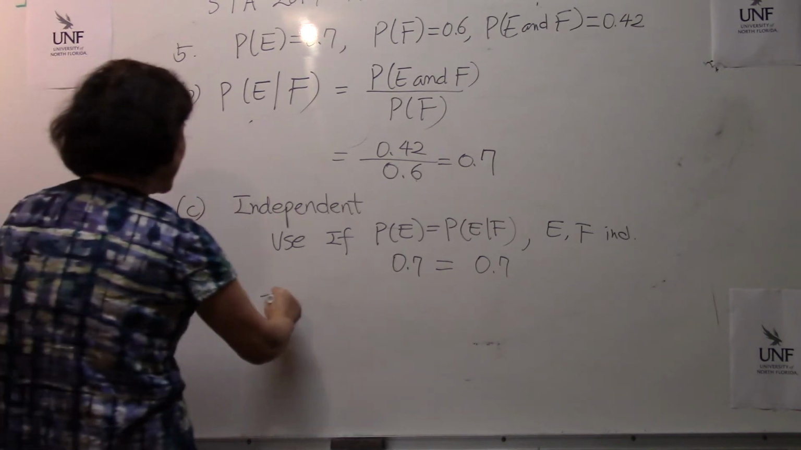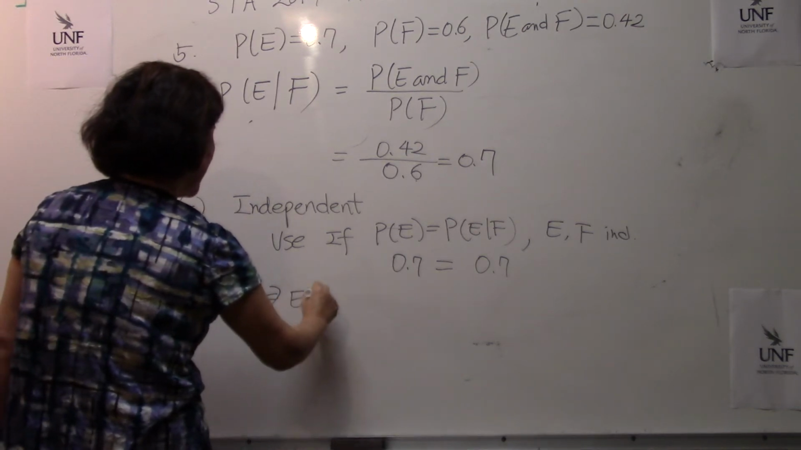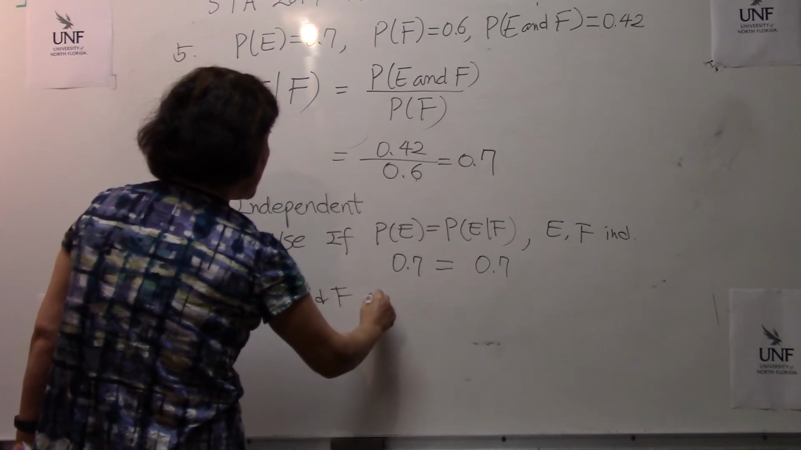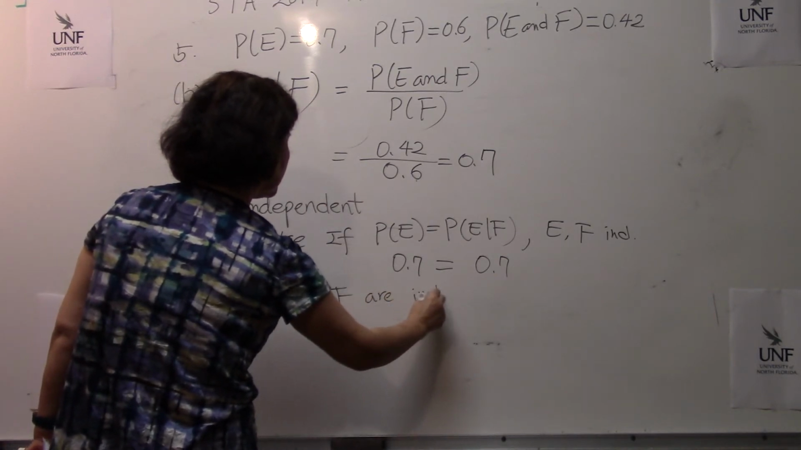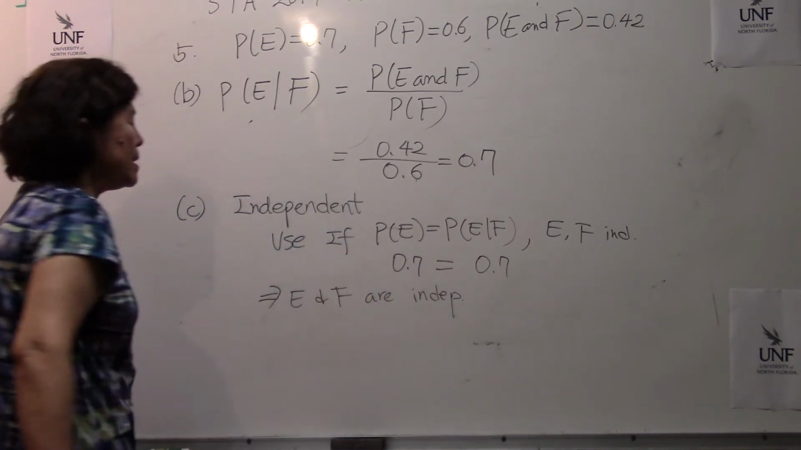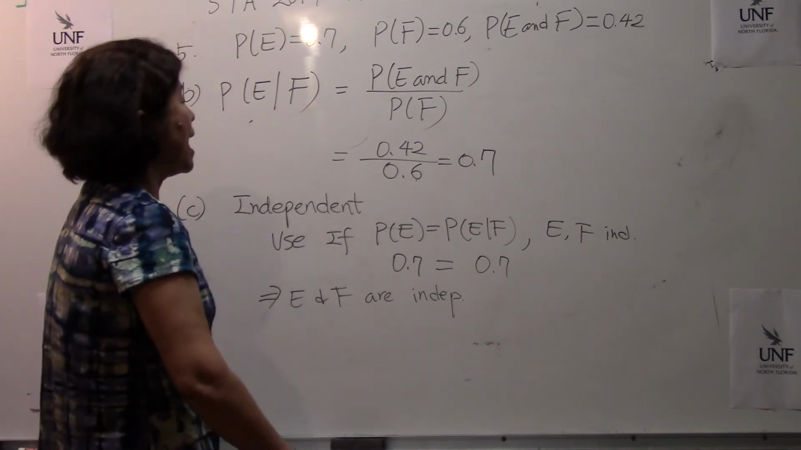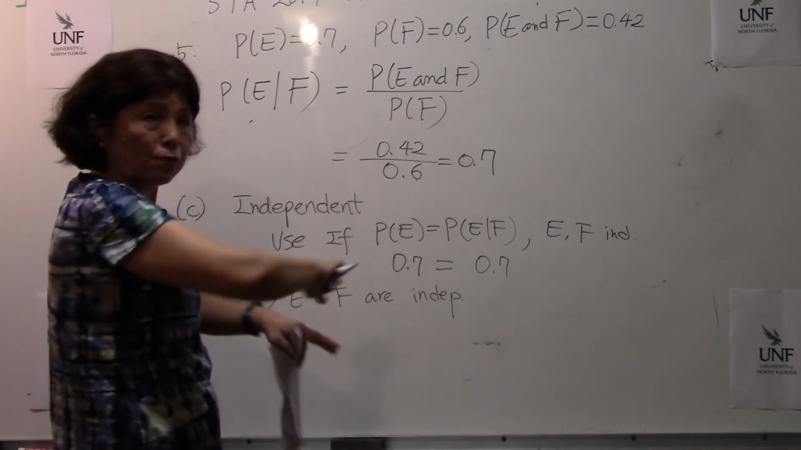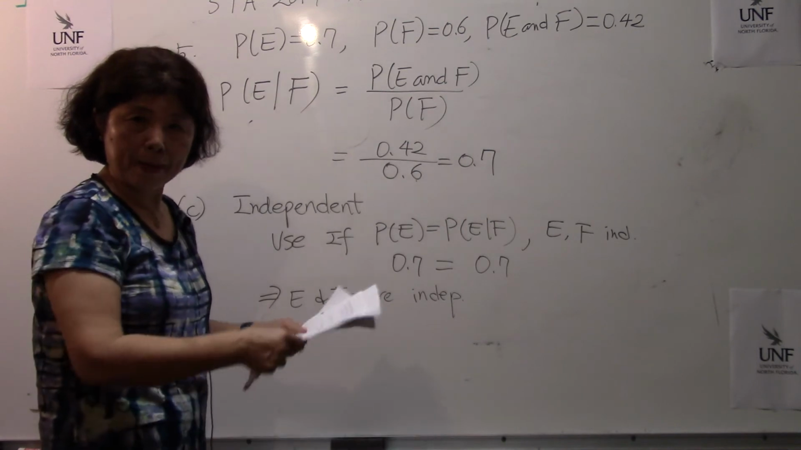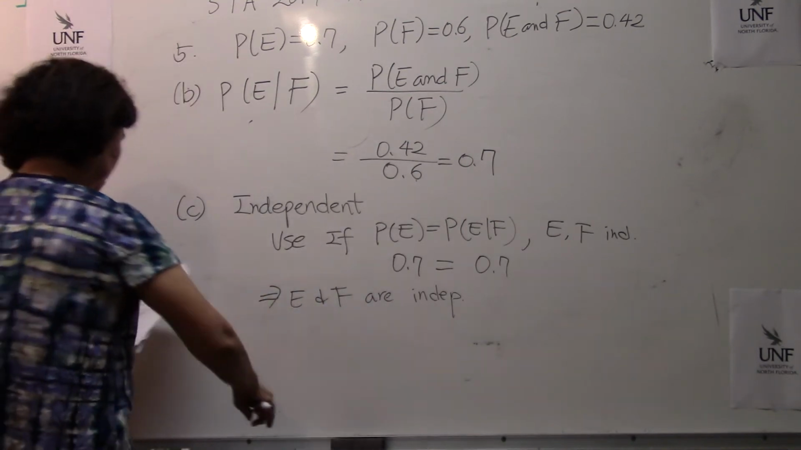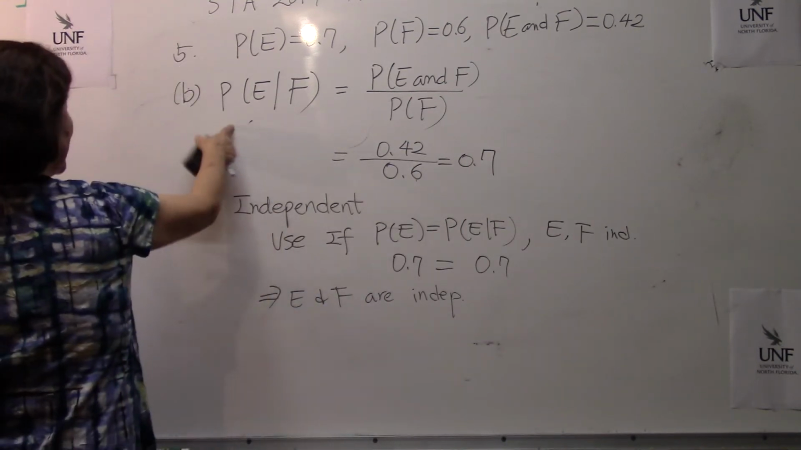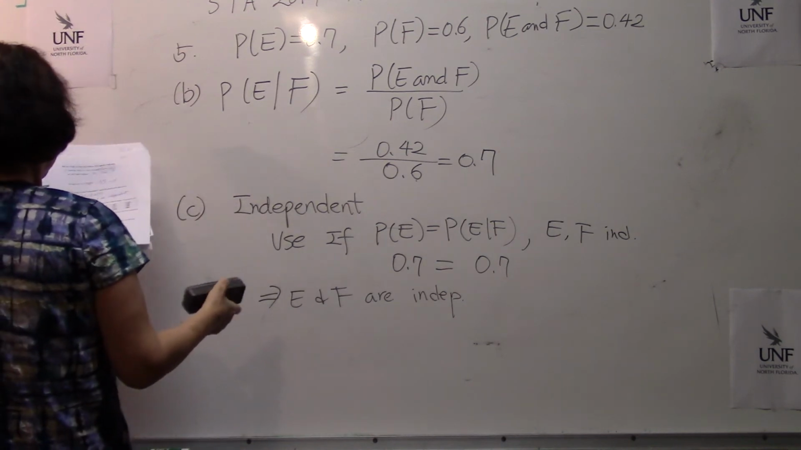Therefore, what is the answer? It says E and F are independent. So that means events E and F do not influence each other's probabilities. Okay. Sorry about that, okay? For part B, make a correction for that.